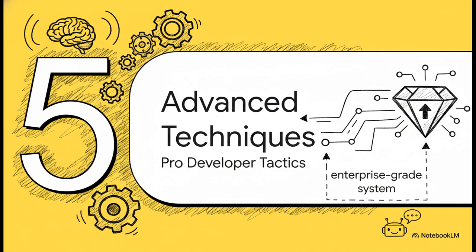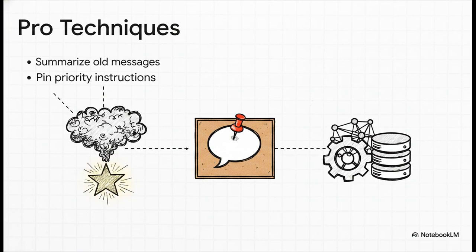Section 5. Advanced Memory Techniques. These are your pro developer tactics. To really master your customer service tool, you can't just rely on basic dropping. You need to utilize pro techniques: summarizing old messages before they fall out of the window, pinning high-priority instructions so they stay active, and leveraging hybrid retrieval with a vector database to blend that short-term RAM with your long-term storage.